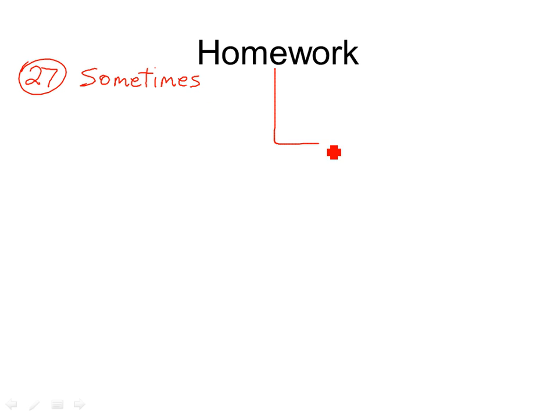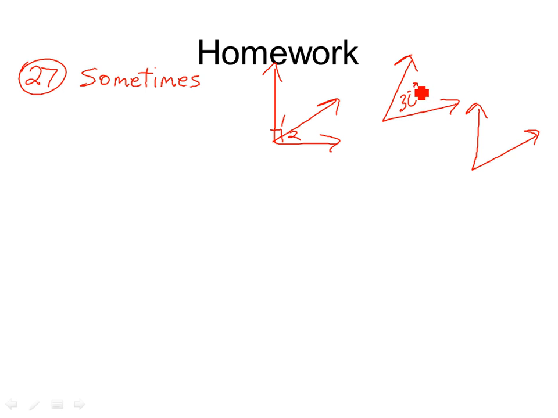You could have a picture that looks like this. Angle 1 and angle 2 there. Together they form a right angle. They're complementary, right? Could I have two angles that look like this, where one's 30 degrees and one's 60 degrees? And they're complementary to each other? But do they form a right angle? No. So that's why it's sometimes.